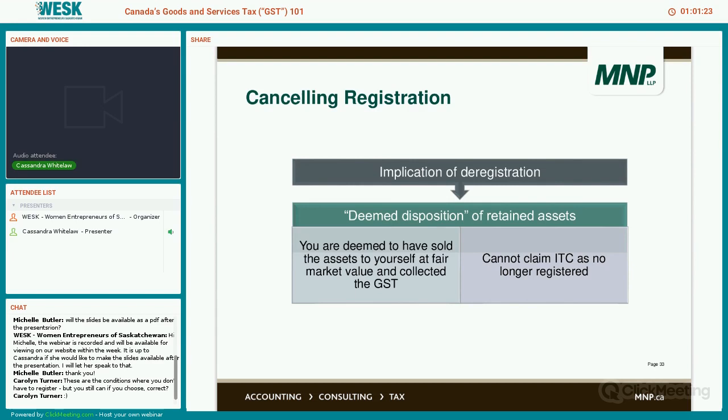Something to keep in mind about canceling your registration is when you cancel your GST registration, there is what's called a deemed disposition of retained assets. And what this means is that any assets that are still left in the company at the time you cancel your registration, you're basically deemed to have sold the assets to yourself at fair market value and charge the GST on those. So you'll have to pay GST at the time of deregistering. But of course, because you're no longer registered, you can't claim an ITC for it. So depending on what kind of assets you have, there could be a fairly significant GST cost when you cancel your registration.